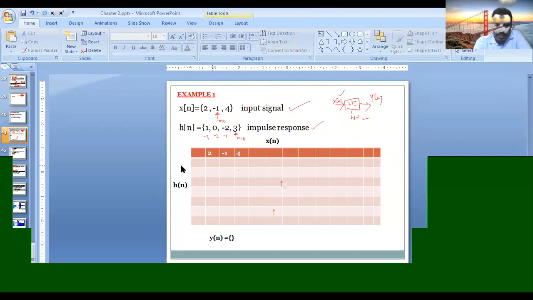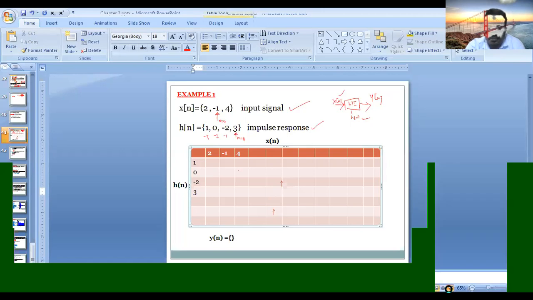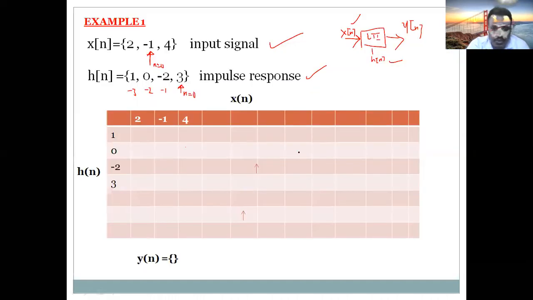Vertically here, in this direction, we write the impulse response. What are the values of the impulse response? 1, start from here. What is the next sample? 0, next sample, minus 2, next sample, 3. So as you can see here, you write input signal horizontally, impulse response vertically, or you can change, no problem. Input signal vertical, or impulse response horizontal. Next, what do we have to do?